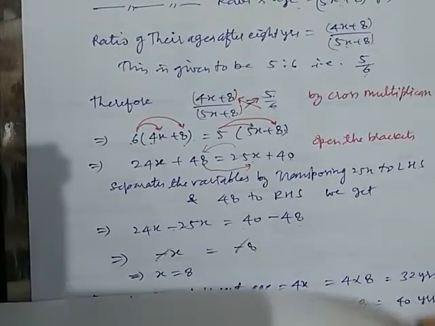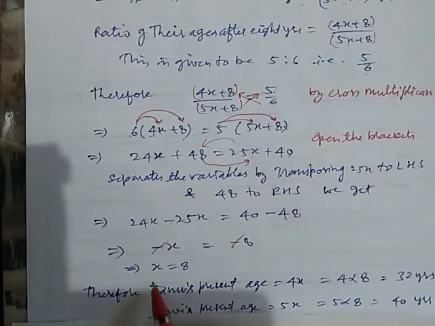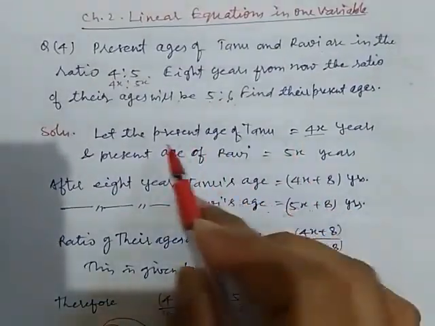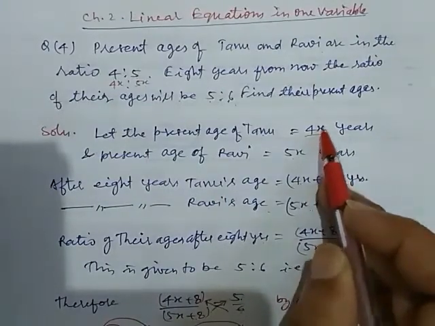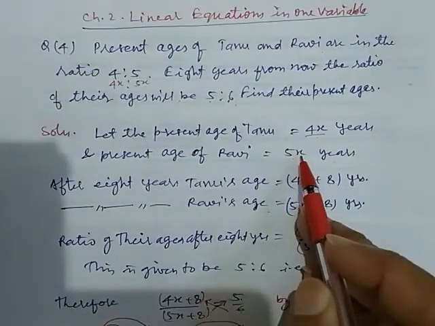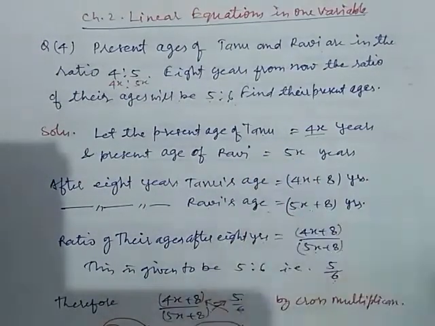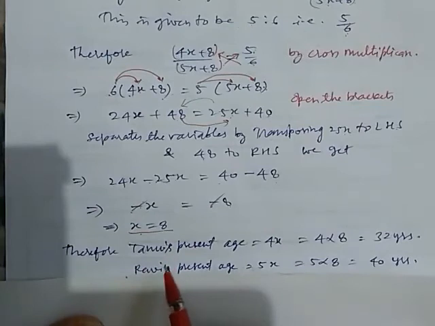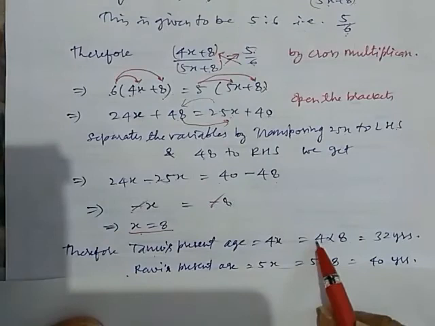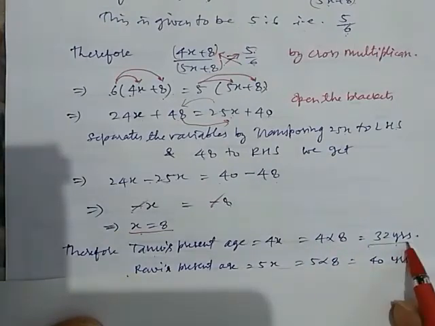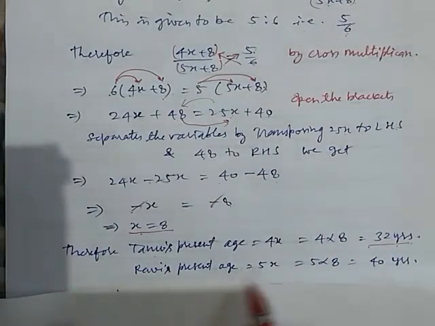So it is very simple. Here we get the value of x only, not the ages. Why? Because the present age of Tanu is 4x. By putting in the value of x we get Tanu's age, and by putting the value of x here we get Ravi's age. Tanu's present age is 4x, with x equal to 8, so 4 into 8 equals 32. This is our answer. Ravi's present age is 5x, 5 into 8, so 40 years.